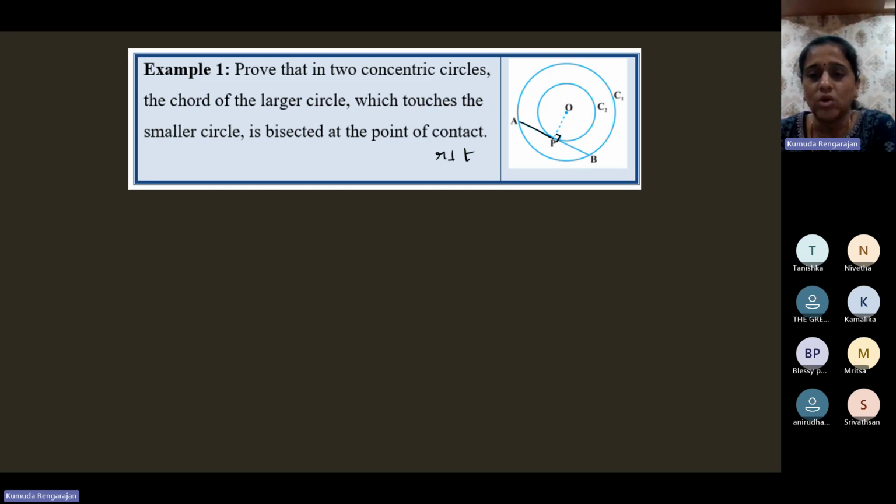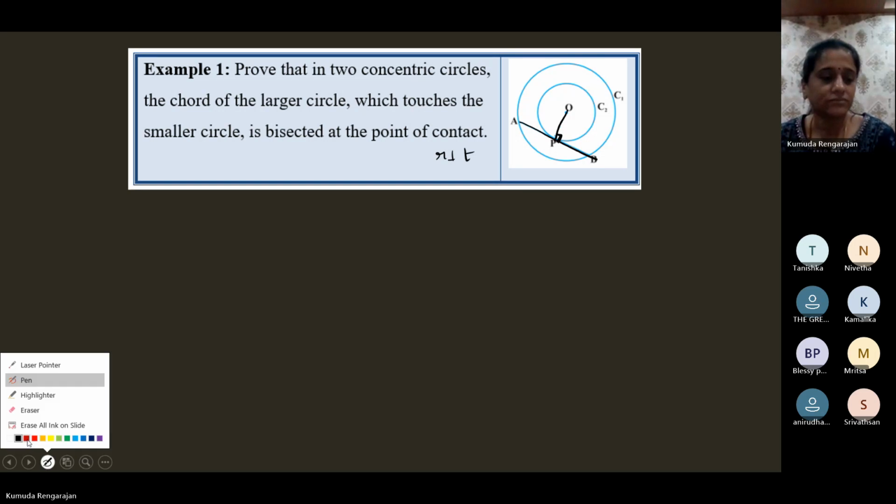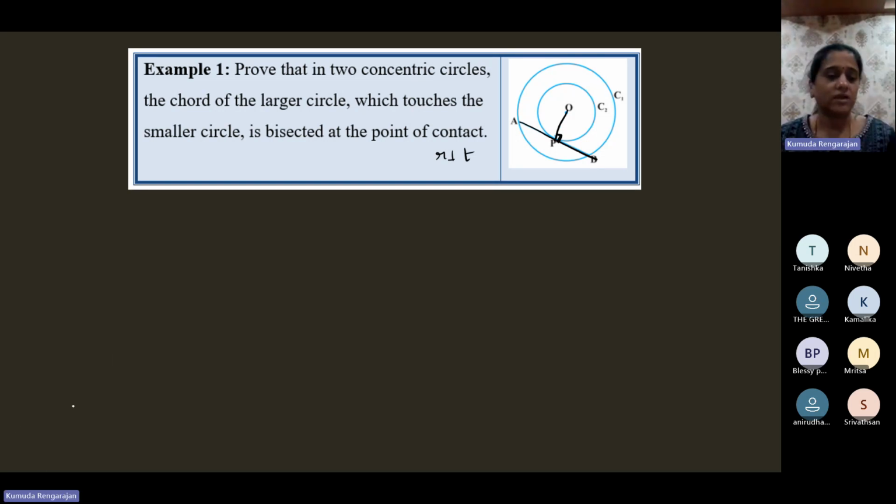So AB is a chord to the outer circle. And what is OP? It's a perpendicular from the center to the chord, so it bisects the chord. So PA is equal to PB. That's it. You just have to write two things. AB, I repeat, AB is a tangent to the inner circle. It's a chord to the outer circle.